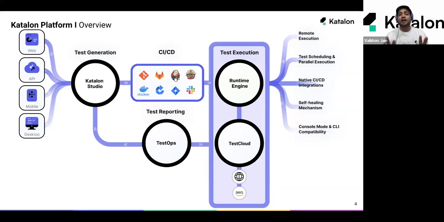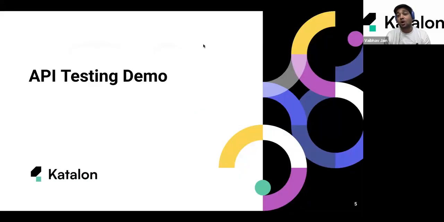So overall, Katalon platform is one tool which will help you with end-to-end testing, whether you want to do cross-browser, cross-device, or parallel testing, everything you can achieve with the help of this one platform. So that's about the Katalon platform overview. So let's start with today's demo session on API automation. I'll hand over to Ivad to quickly show us the demo on API automation.